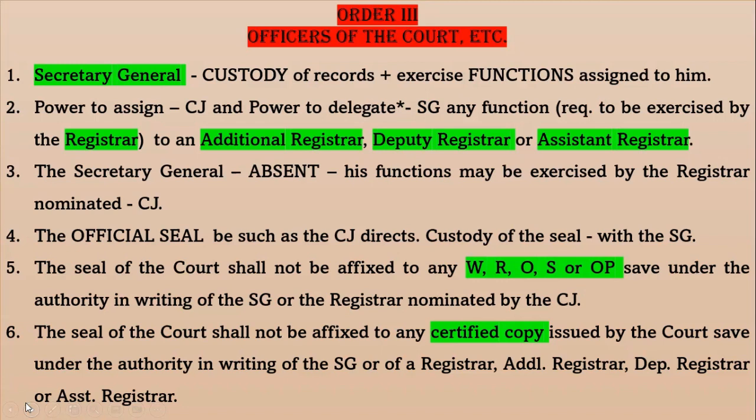Rule 6 provides that the seal of the court shall not be affixed to any certified copy issued by the court save under the authority in writing of the Secretary General or of a registrar, additional registrar, deputy registrar or assistant registrar. So Rule 5 is related to affixation of seal of the court on writ, rule, order, summons or other processes. Rule 6 provides for affixation of the seal of the court to certified copies. So the key word for Rule 6 will be certified copies. Now let's see Rule 7.